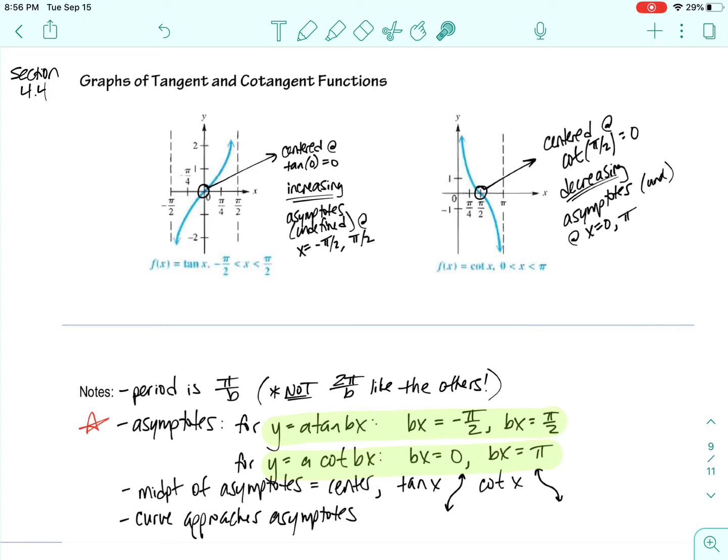So I have a couple things for you to write down here. This is what the basic shape of a tangent graph looks like. This is what the basic shape of a cotangent graph looks like. Don't they look really similar? Let's talk about similarities and differences here.